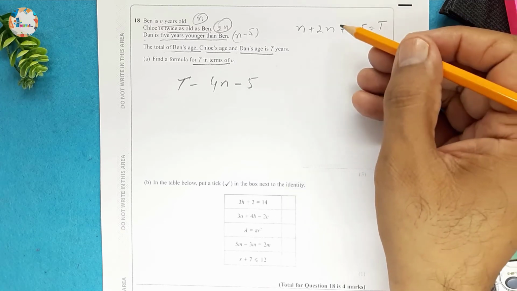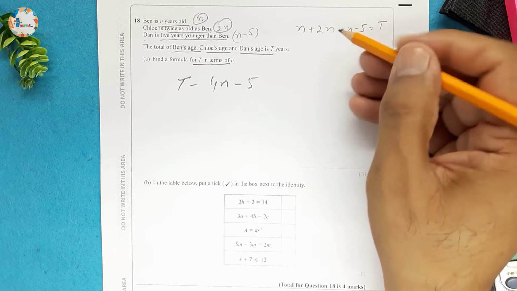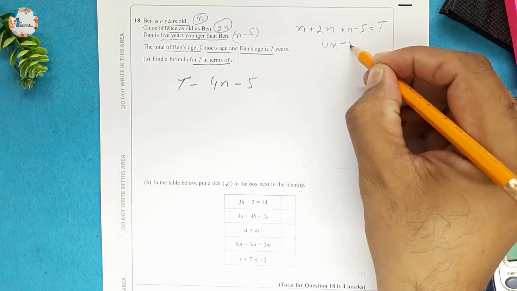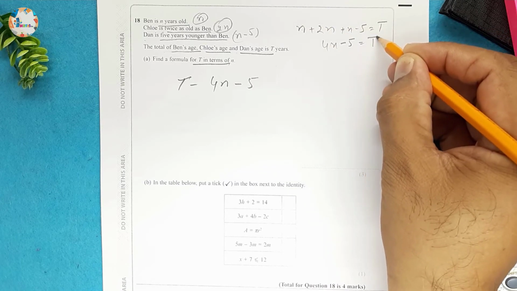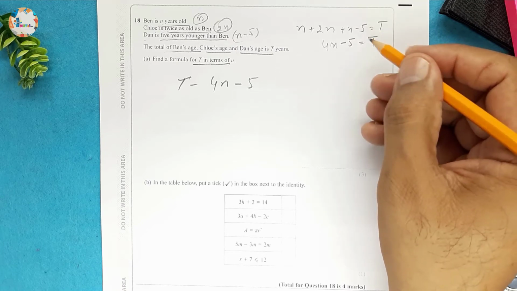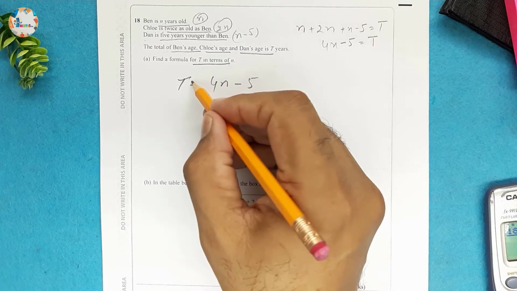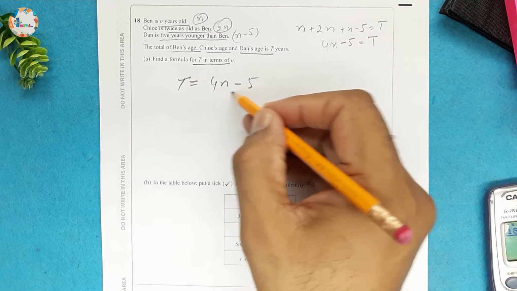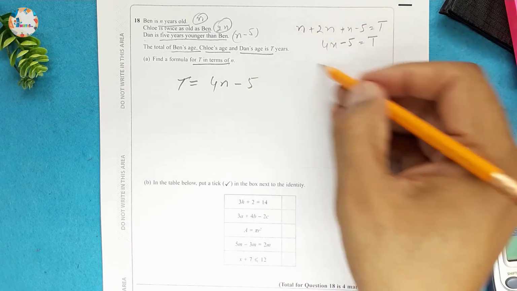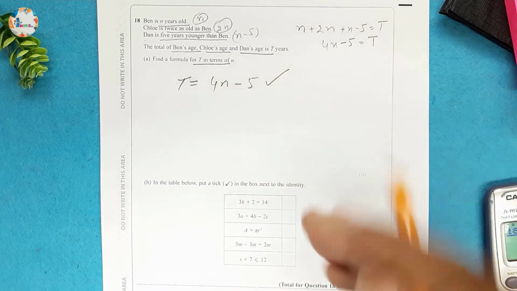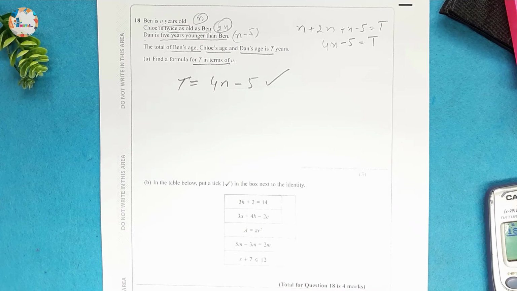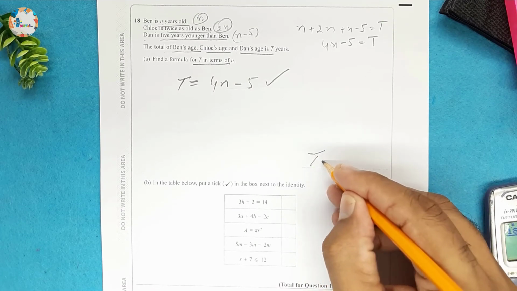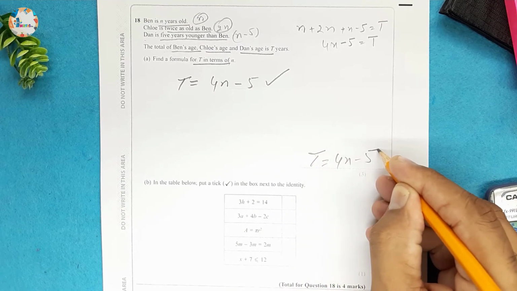So we can write this as 1, 2, 3, 4. So 4n minus 5 is equal to t, and we can write basically t is equal to 4n minus 5. So this is how we reach this equation, t is equal to 4n minus 5. This will be the formula. We can write here t is equal to 4n minus 5.